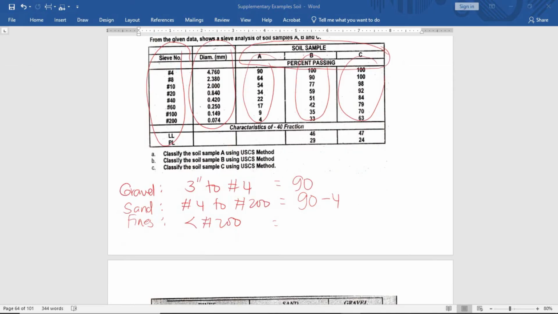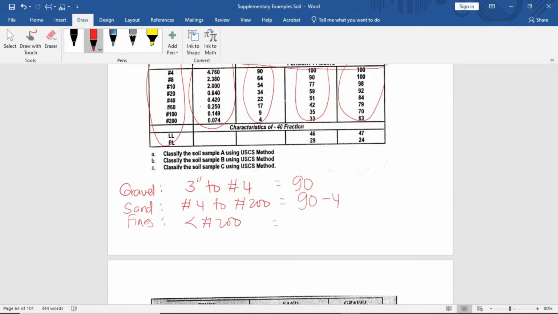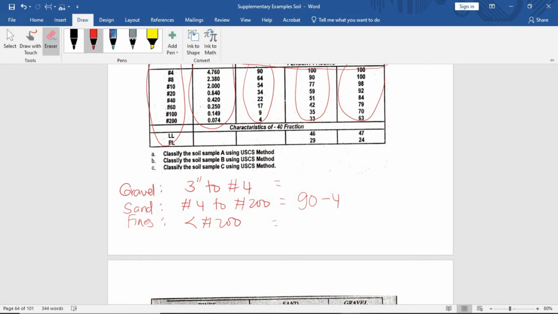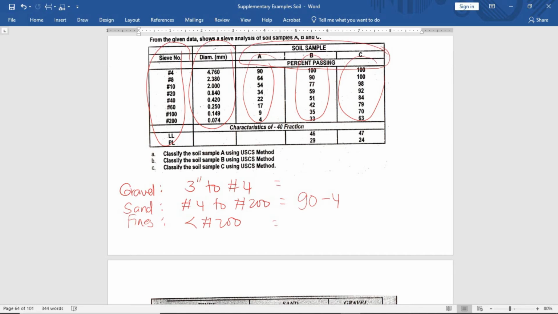So, what is this? This is 100 already. So let's just erase this. This is 100, and we know 100 is the 3 inches. So we subtract 90 for number 4. Then, since we know the 200 is 4, so 4 na. So that is 86. This is 10%.